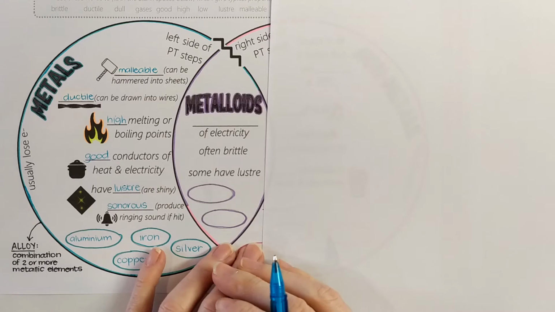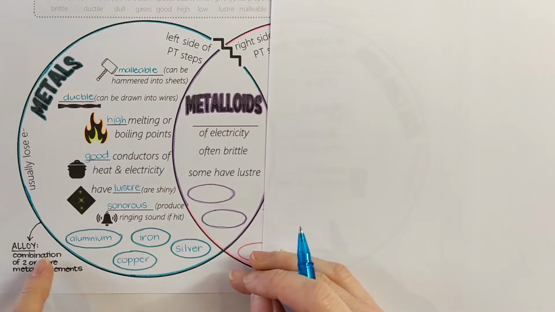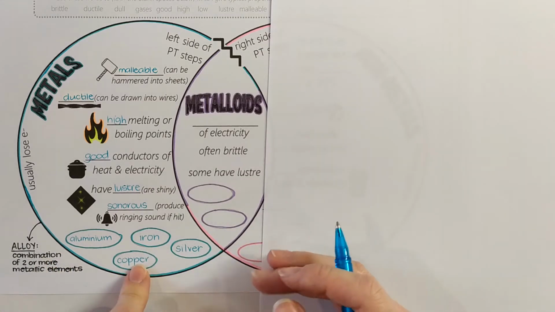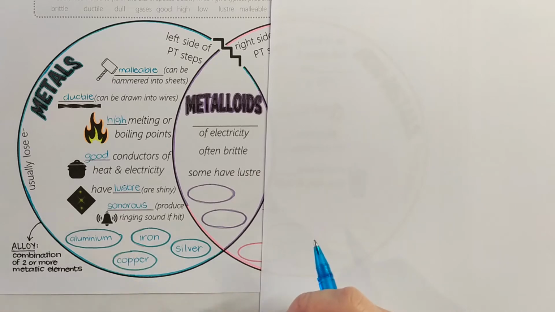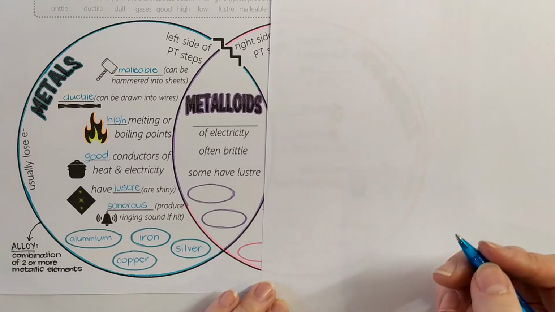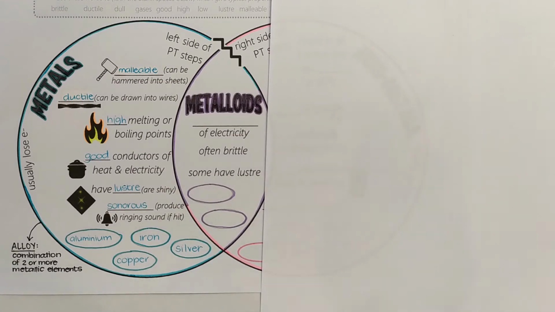Something else like brass is also an example of an alloy. That's a combination of copper and another element called zinc. Or something like white gold is a combination of a whole lot of different elements. So most of the metals that we encounter are actually more likely to be alloys than pure metals.